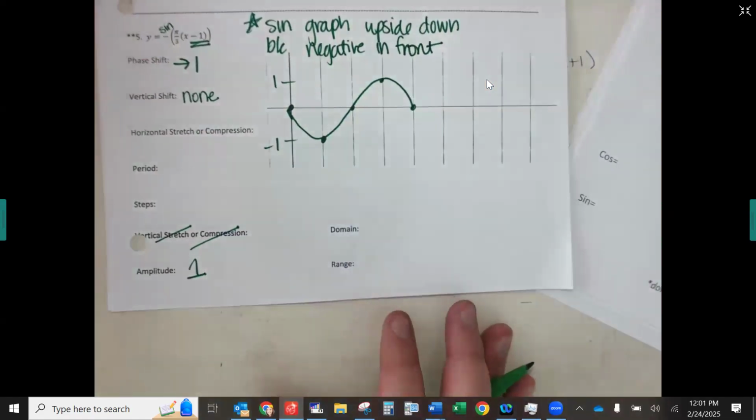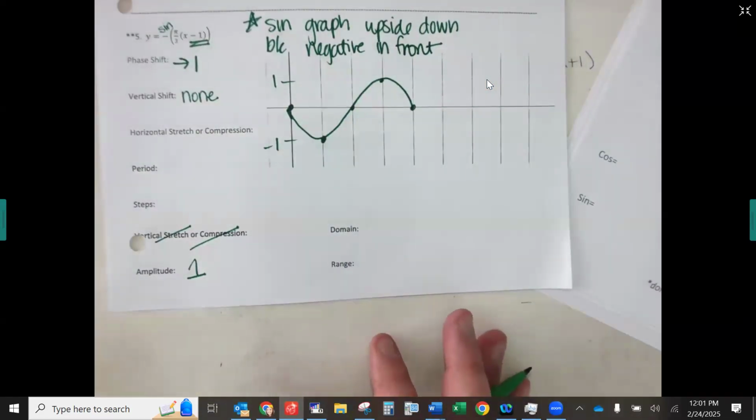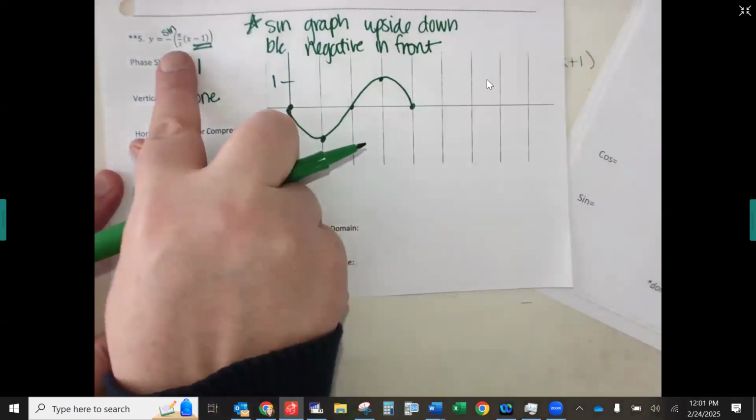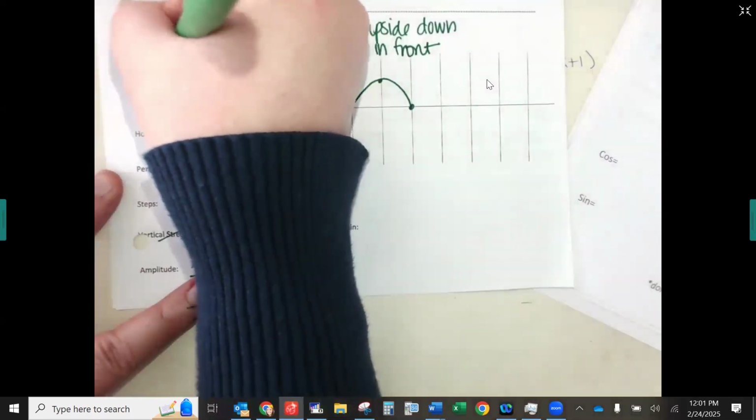So remember, for all the graphs, whatever the shape is, if you put a negative in front of it, it just flips it upside down. All right, now let's do the period. You have what number in the change the period spot? In the equation, what number is that? Pi over 3. Okay, very good.